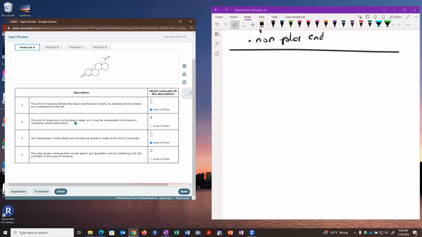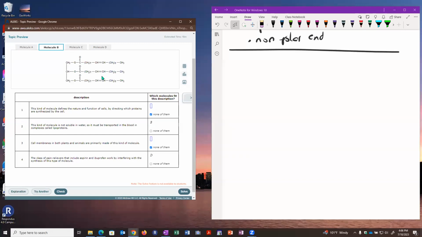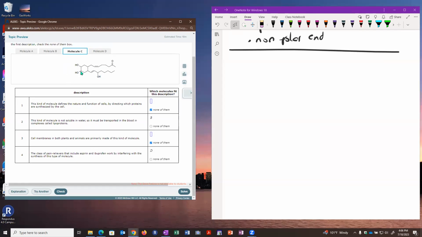Number 2, this kind of molecule is not soluble in water, so it must be transported in the blood in complexes called lipoproteins. All right, so lipoproteins are combinations of proteins and lipids, specifically triglycerides or triacylglycerols. So we're looking for a triglyceride. A isn't. B definitely looks like it is, right? There's your 3 ester functional groups connecting the glycerol backbone to our fatty acids. And let's just confirm C isn't a triglyceride, and neither is D.